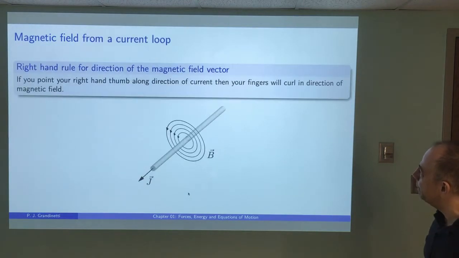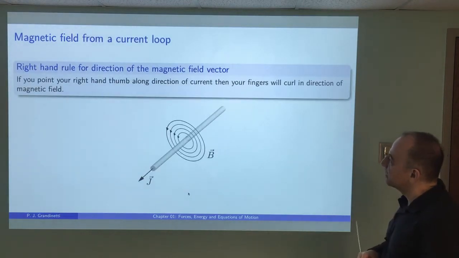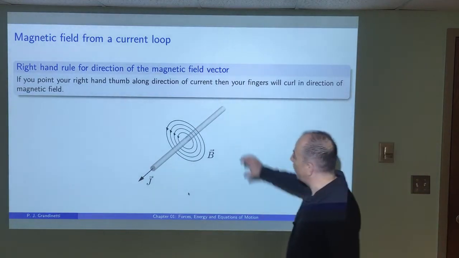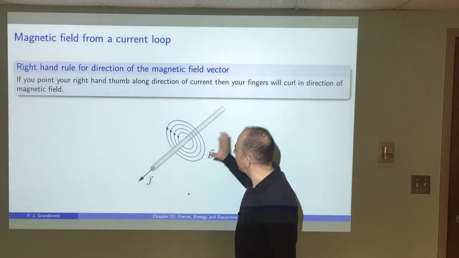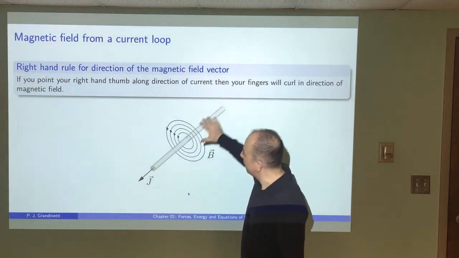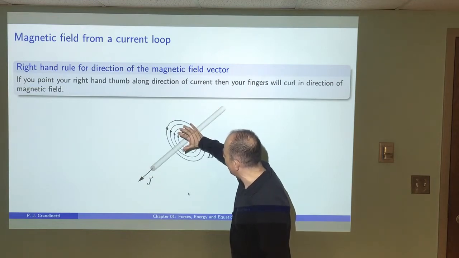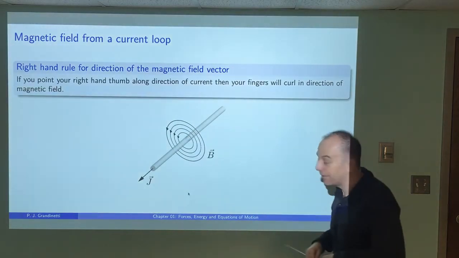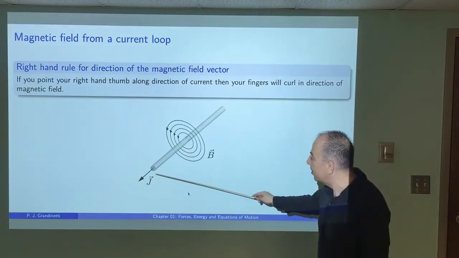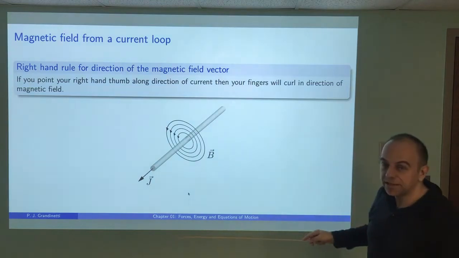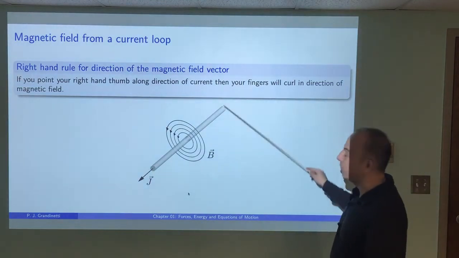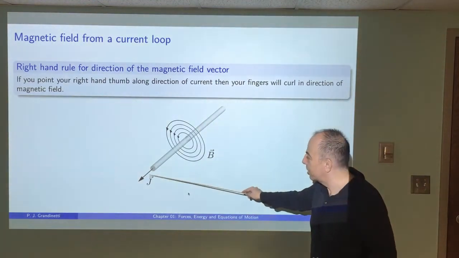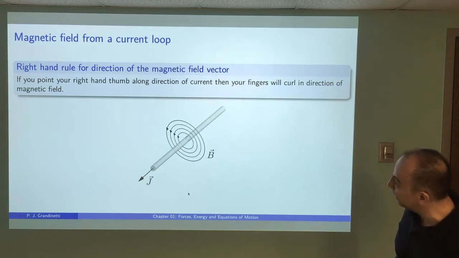All right. When you're thinking about current flowing and magnetic field generation, there's a simple rule: you put your right hand thumb along the direction of the current flow, and then your fingers will curl around in the direction of the magnetic field. Now, don't forget that in electricity, current is a positive flow. So when electrons flow in one direction, the positive flow is the other. So the current is the opposite direction of the way the electrons flow.